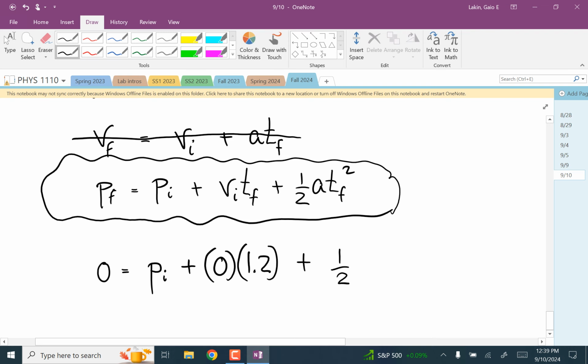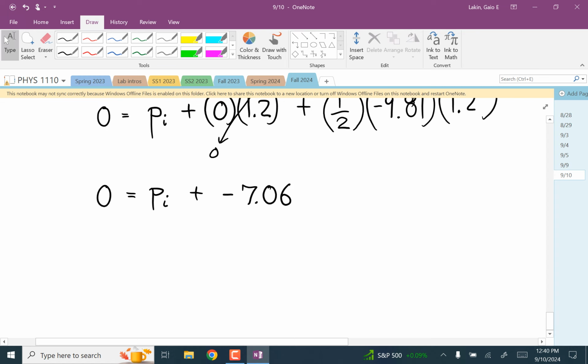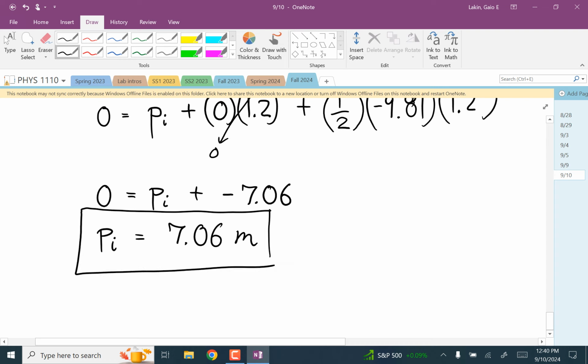Then plus 1/2 times negative 9.81 times 1.2 squared. 0 times 1.2 goes away. And so we have 0 is equal to PI plus, if you multiply all these out, you get negative 7.06. And so now just do the algebra and you get that PI is equal to 7.06 meters, or about 23 or 24 feet, somewhere around there.